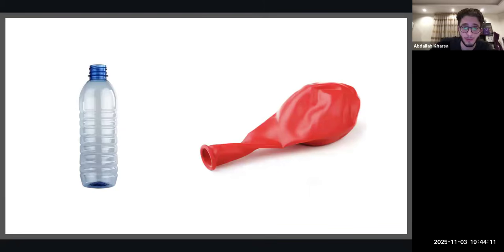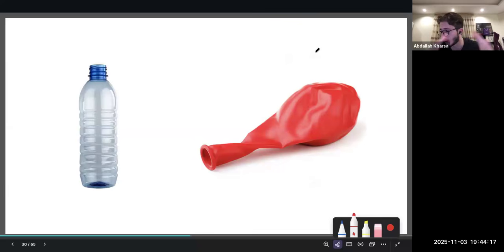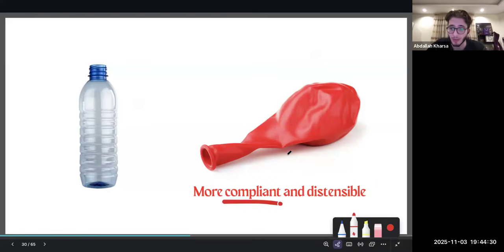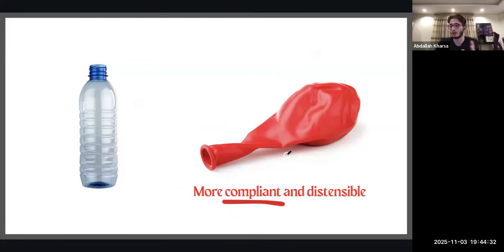Perfect. Why do I have a bottle and a balloon? If I blow into this balloon, it's going to distend. If I blow into this bottle, it won't. This is because of a property called compliance. The balloon is more compliant than the water bottle. It's more distensible. These two things are very related, and we're going to talk about the difference between them.